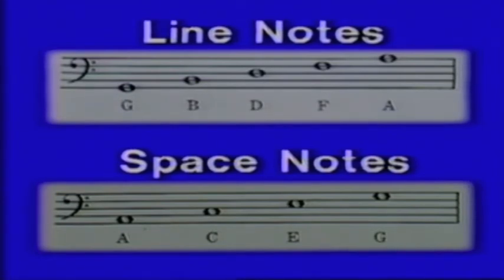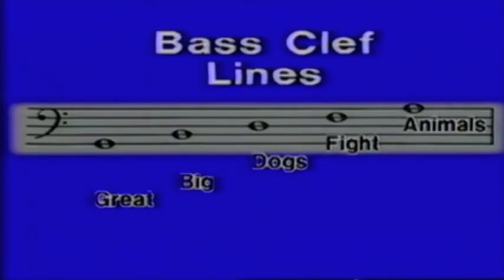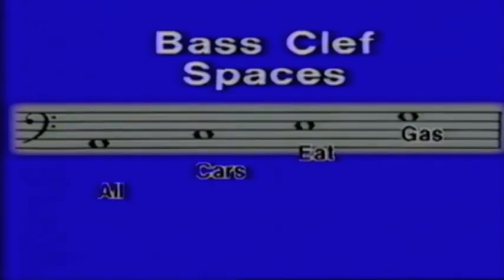We're going to use some sentences to help us learn the order of these letters. The first letter of each word represents a note name. Use these or make up your own sentences. Bass clef lines, great big dogs fight animals. Bass clef spaces, all cars eat gas.